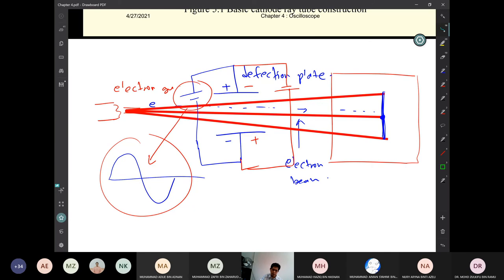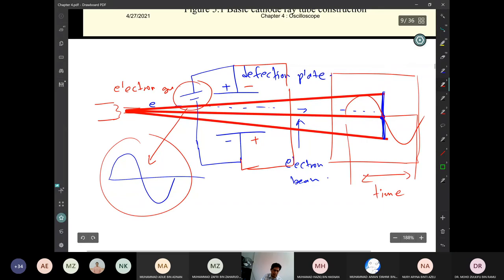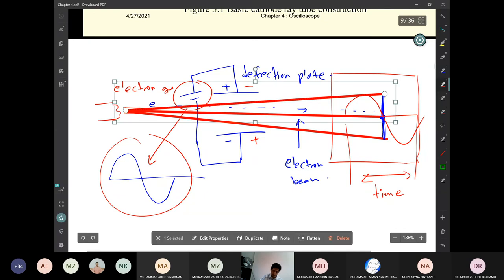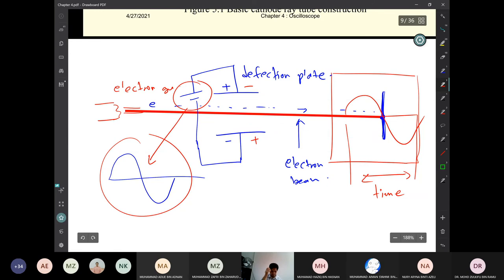Then to introduce the time scale. Ini time. So this is time. So you will need another plate. Ada plate lagi satu lah. So we have a second plate. Plate ni ada dua lah ni. We have another.